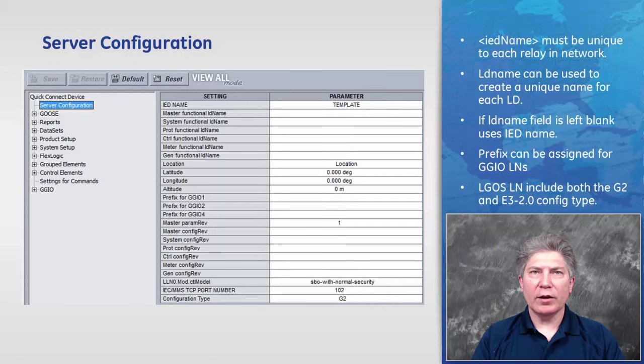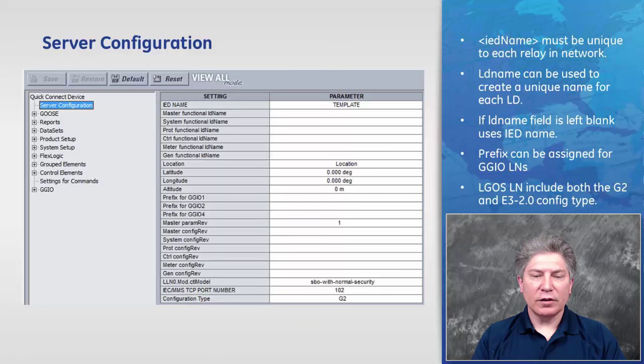The location field allows the user to declare where the equipment is installed. The latitude and longitude fields declare the geographical position of the device. Positive latitude numbers are the northern latitudes. The negative numbers indicate southern latitude. Positive longitude numbers provide an eastern longitude, while negative longitude numbers provide a western longitude. The altitude of where the device is located can be added as well. Prefixes can be assigned for the GGIOs. So we see listed here GGIO 1, 2, and 4. We'll talk more about those later.